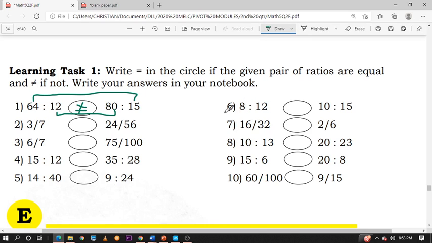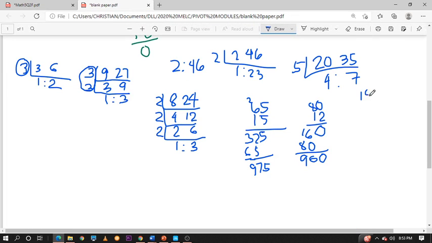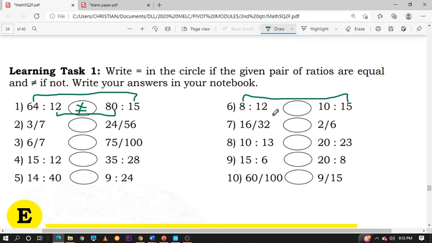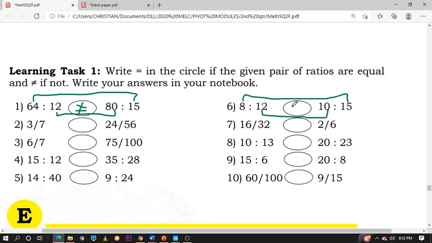We look for the fraction. Actually, it's the same. The ends are the means, and the middle is the extremes. So, let's try number 6. 8 times 15. So, 15 times 8. 5 times 8 is 40. 8 times 1 is 8 plus 4 is 12. And 12 times 10, of course, is 120. So, they are the same. So we will use the equal sign. They are equal ratios.